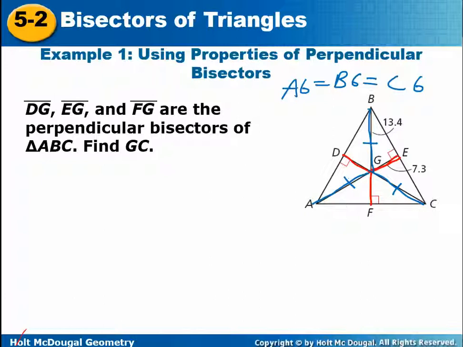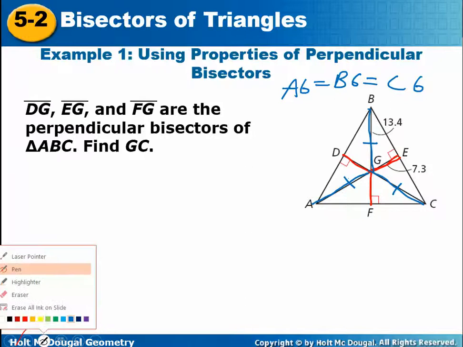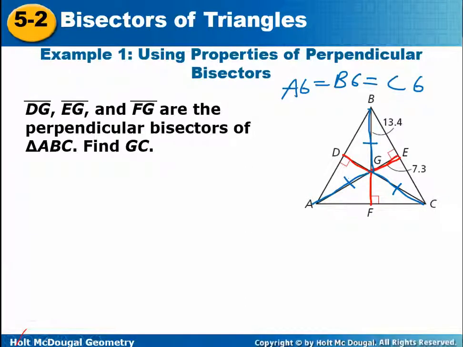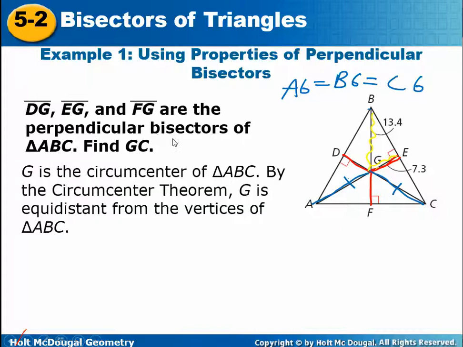It creates all of these little right triangles. Let me color this right triangle in here for you. I'm going to look at this right triangle because they gave us some information about it. They're telling us that one of its legs is 7.3, from here to here. The hypotenuse of this right triangle is 13.4. Let's redraw that right triangle.